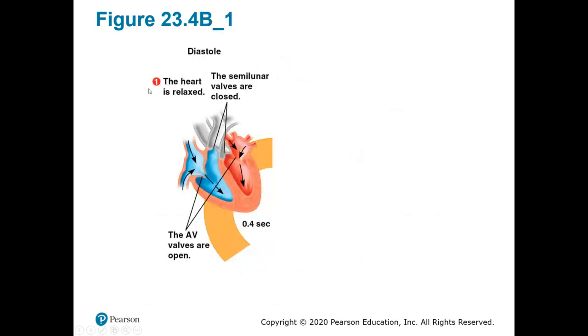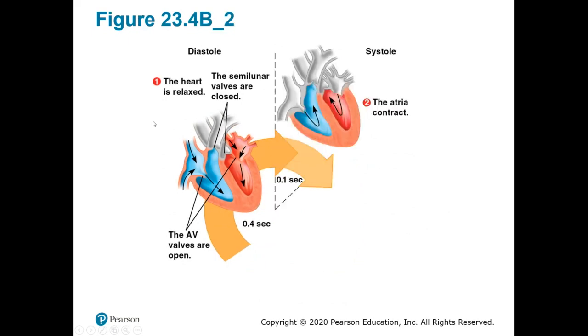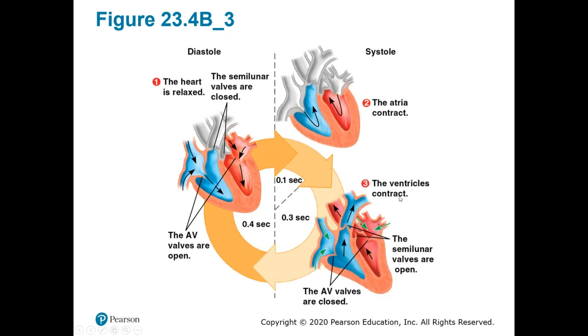All right. So the heart is relaxed during diastole, and the semilunar valves are closed. And then during systole, we open the valve by pushing that blood out. And again, that's going to prevent backflow from coming in. So these valves are going to open and close in one direction, so that when blood goes past, it doesn't come back in again.